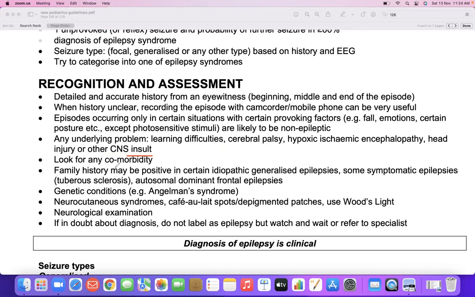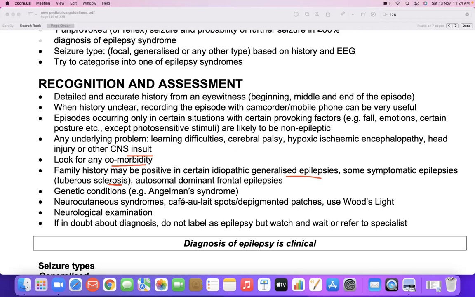So look for any comorbidities as well. Then family history may be positive in certain idiopathic generalized epilepsies. They can run in families. Some generalized epilepsies, so family history. Some symptomatic epilepsies, like tuberous sclerosis.